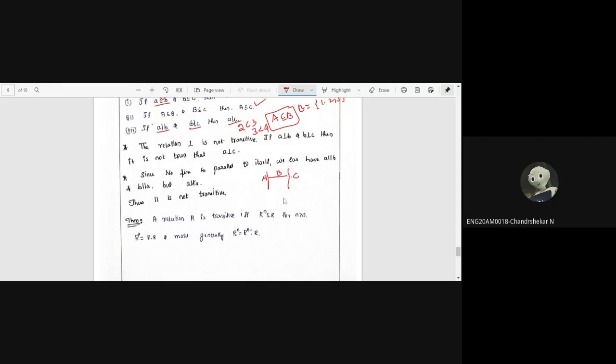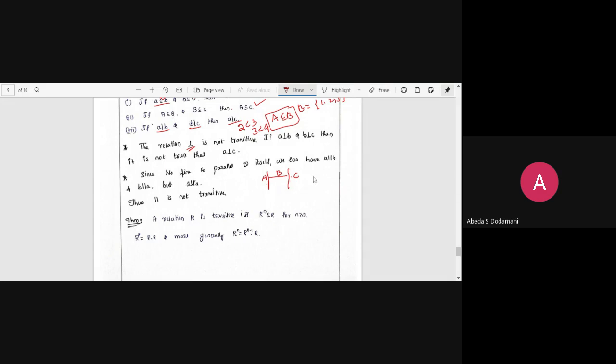Is A perpendicular to C? A and C are parallel. No, ma'am. So therefore, perpendicularity is not transitive. Though A is perpendicular to B and B is perpendicular to C, A and C are not perpendicular. But what about parallelism?